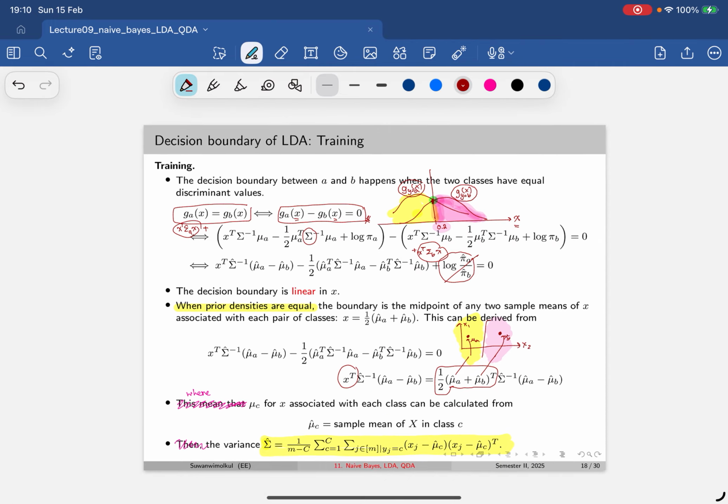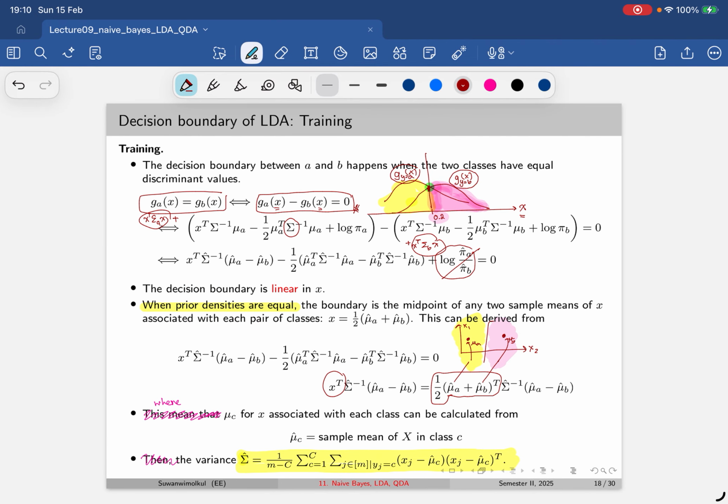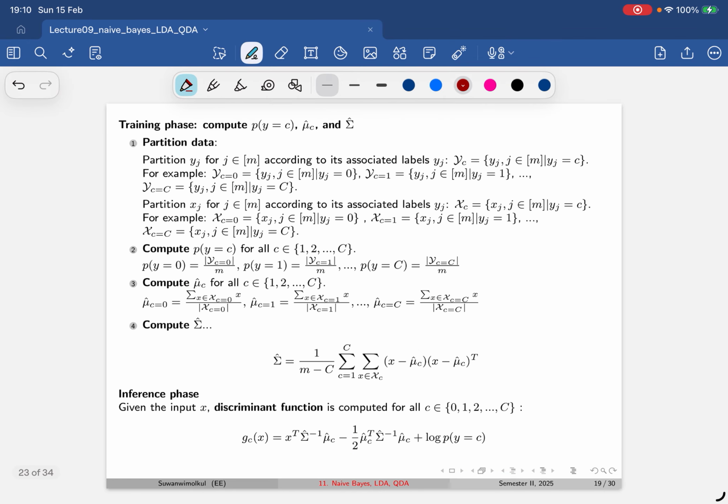Okay. So that's about the decision boundary and training. And when you do the training, this is just to recap what we've done before. That is, we partition the data in a certain way. We will partition X according to Y, and we will label them. After labeling, we will start to calculate the statistics. That is the first thing.